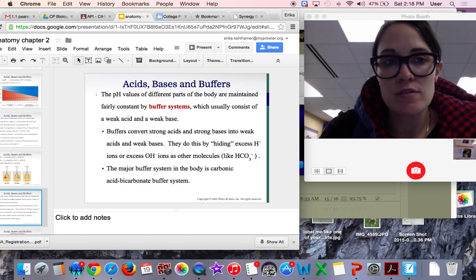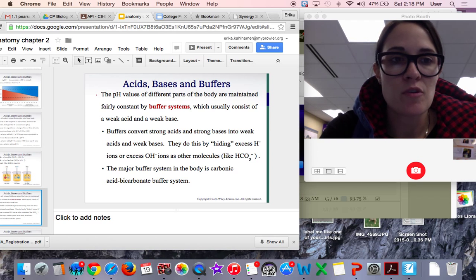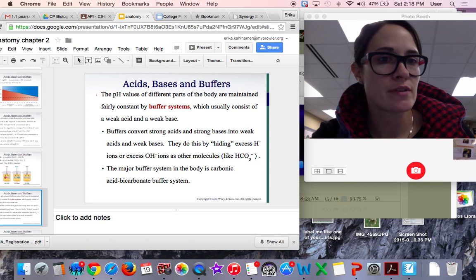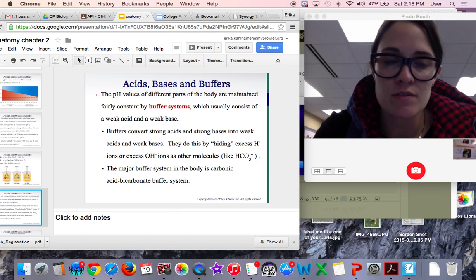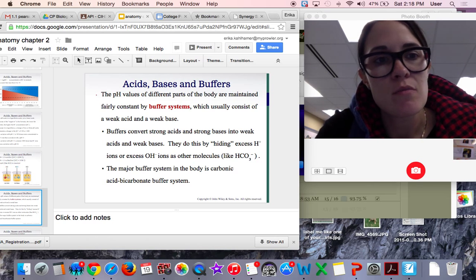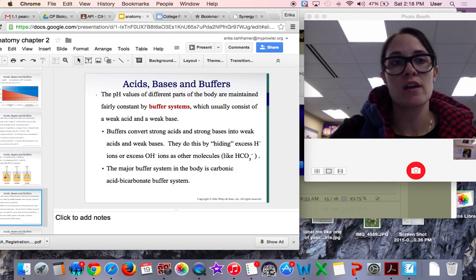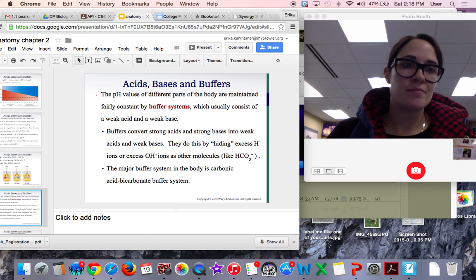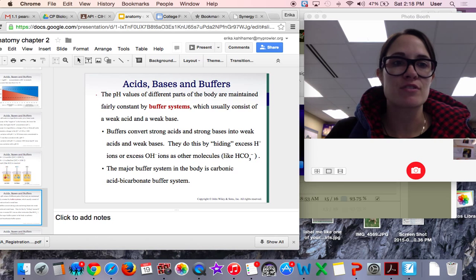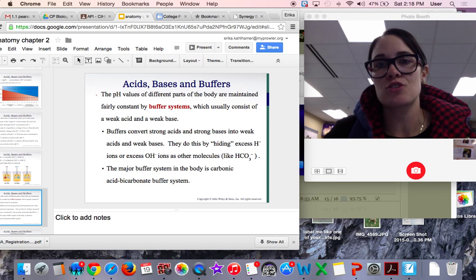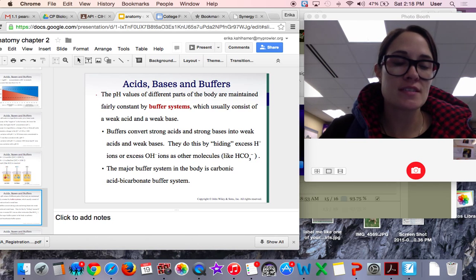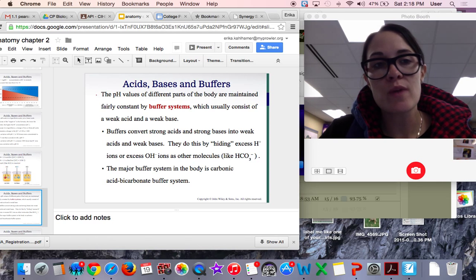So homeostasis: your body has to maintain appropriate pH levels in all your body fluids. Blood, for example, is a pH of 7.35 to 7.45. If it's not maintained, if you're too acidic or too basic, that can lead to death quite quickly, actually. Your body has these buffer systems. They buffer the pH. And the buffer system itself is usually made up of a weak acid and a weak base.